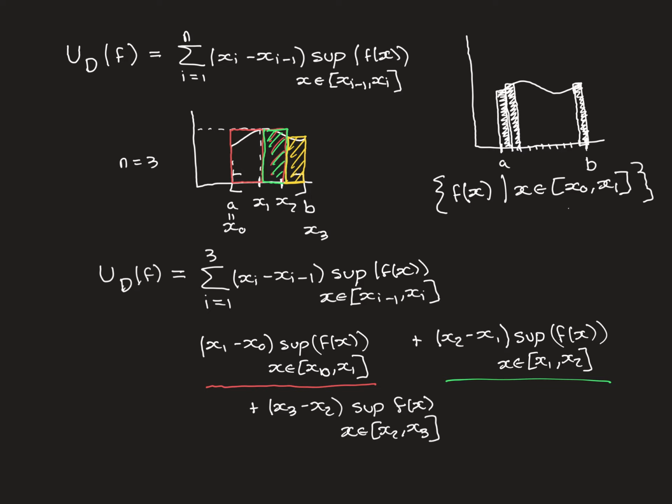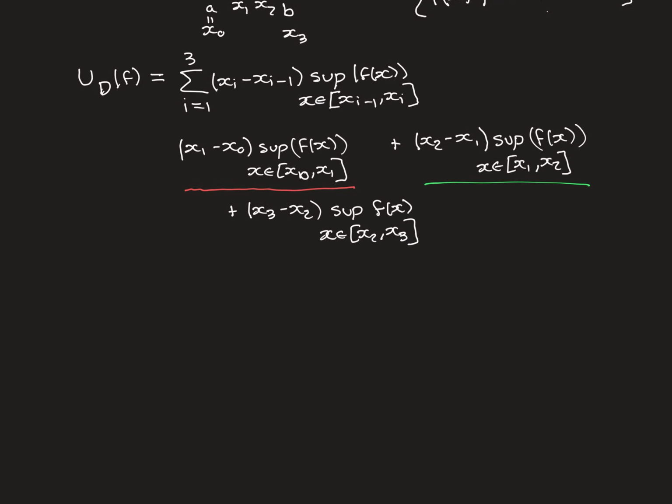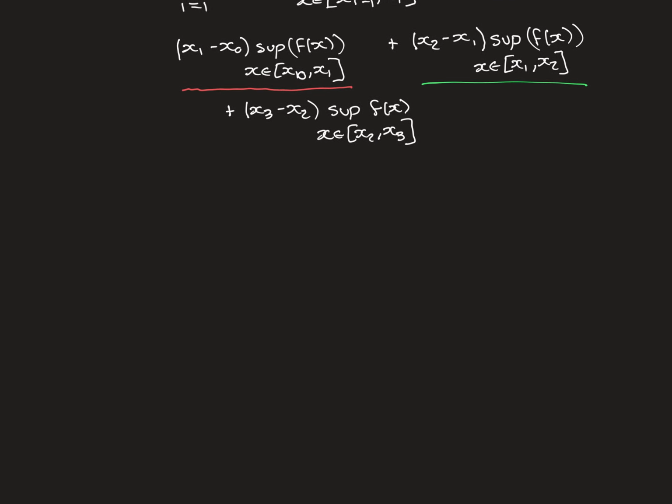So now that we have looked at the definition of the upper Riemann sum of our function over some dissection D, let's have a look at the definition for the lower Riemann sum. So firstly, the notation, we'll use capital L for lower Riemann sum, and then we'll subscript it D to say that it's over the dissection D, and then it's of the function f.